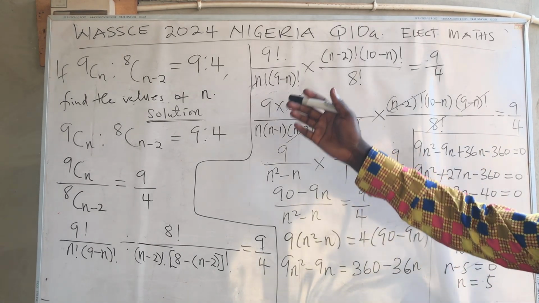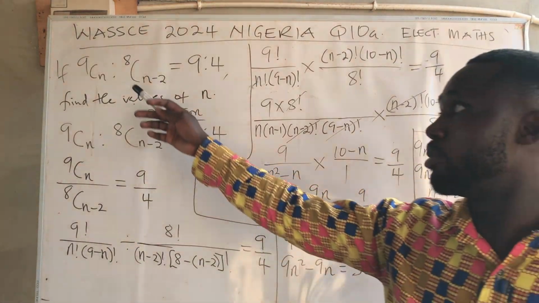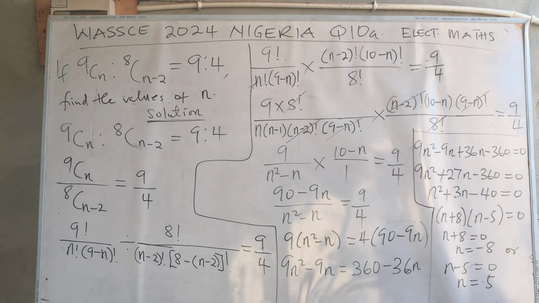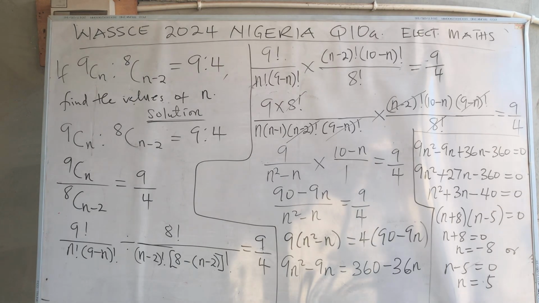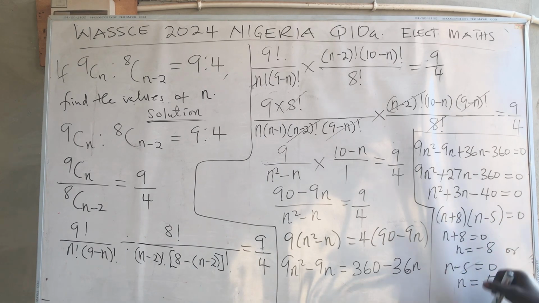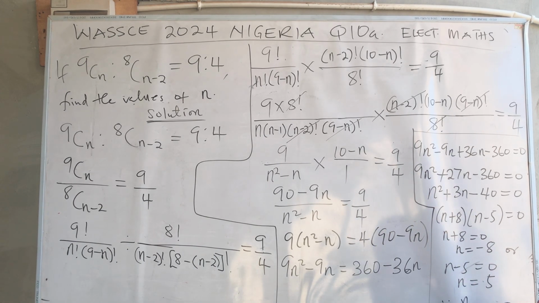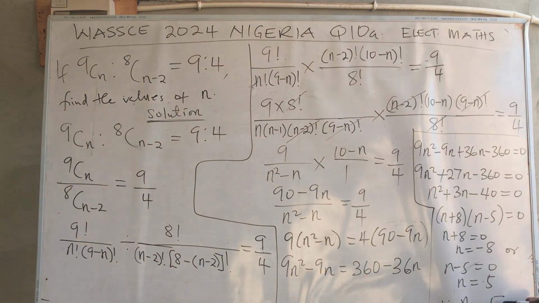So when we check the nature of the question here, when you put n here as negative 8, it cannot work. So what we consider as our answer is the positive. Though we have the two values of n, which are minus 8 and 5, we conclude that therefore our n is equal to 5 because of the nature of the question. So n is equal to 5.